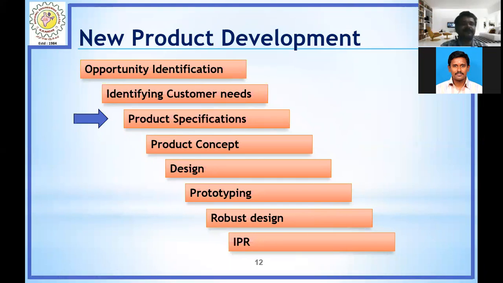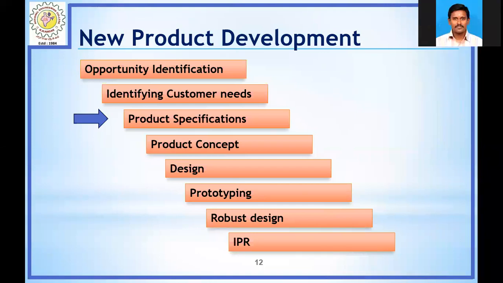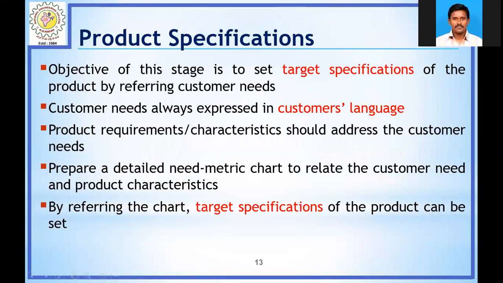So welcome back after the short break. Now we can continue with the stage product specifications. So the objective of this stage is to set the target specifications of the product by referring to the customer need, what I discussed earlier. And the customer need is always expressed in his own language. And based on that need, we can prepare the documents and we can prepare the records.